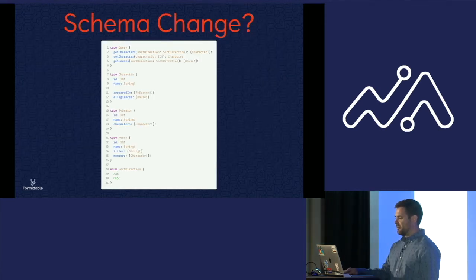And here's another problem. What happens if we make a change to the GraphQL schema? Let's change the name field here on the character entity to be optional.